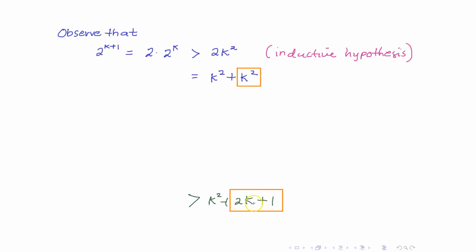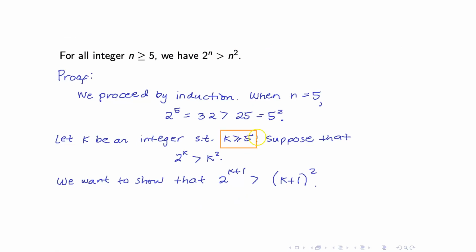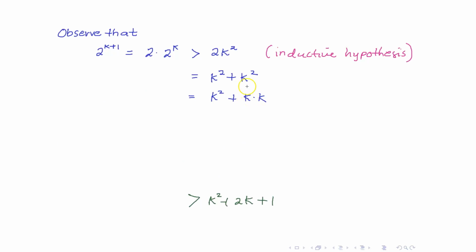How do we go from here to here? What we need to do is to sort of peel this term. What do I mean by peel it? Your k squared is equal to k times k. But what is our assumption about k? Your k is greater than or equal to 5. So therefore, this k squared over here is greater than or equal to 5k. So this is greater than k squared plus 5k.